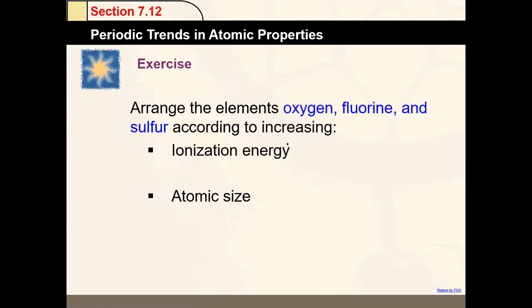Arrange the following elements, oxygen, fluorine, and sulfur, according to the increasing ionization energy and atomic size. In the case of the atomic size, increasing would be fluorine the smallest, then oxygen, and sulfur. I would say sulfur would be the largest. So oxygen would be next, and then sulfur. And the ionization energy is the opposite, right? The opposite trend. Remember when we were doing the arrows, right? So this one is the smallest.